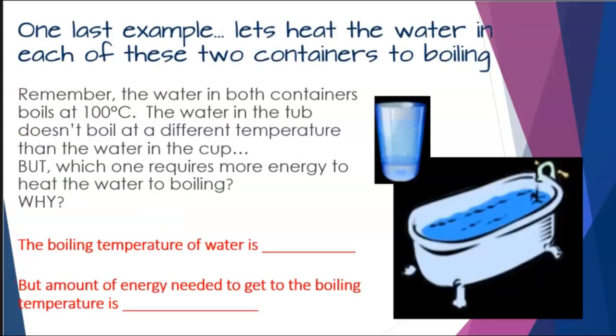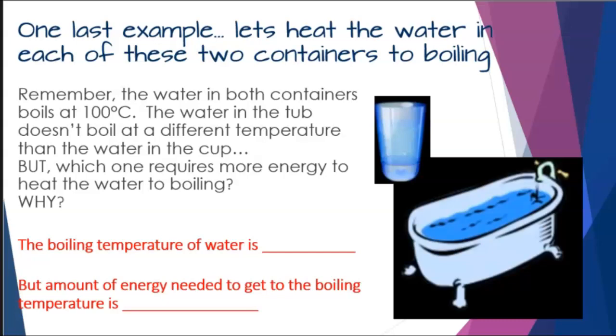All right. So the last example here, this is the last slide, is let's heat the water. We're going to heat the water in the two containers and we're going to do it to boiling. And remember, we said it doesn't matter how much water, it's going to boil at 100 degrees. The water in the tub, just because it's more, doesn't boil at a higher temperature. But it's going to take a longer time to boil it, isn't it? Why? Which one requires more energy to heat the water to boiling? The tub. Why? Because there's more water there.